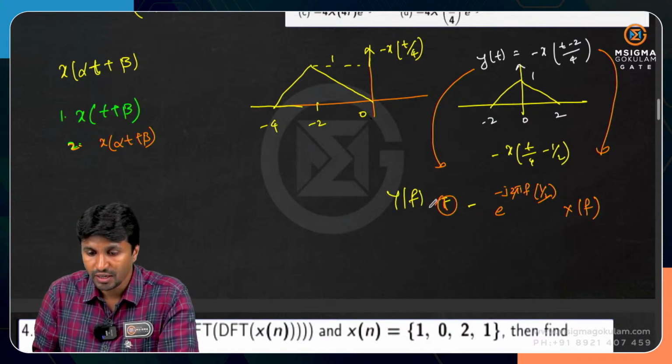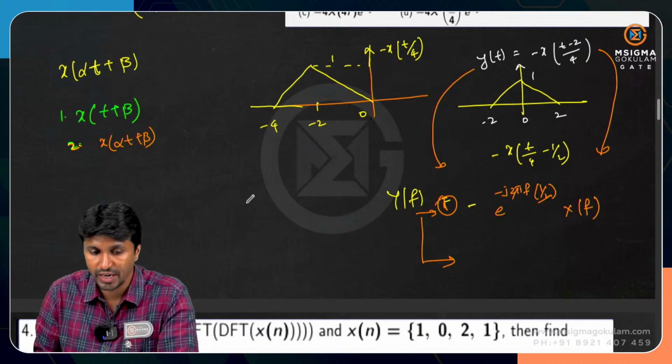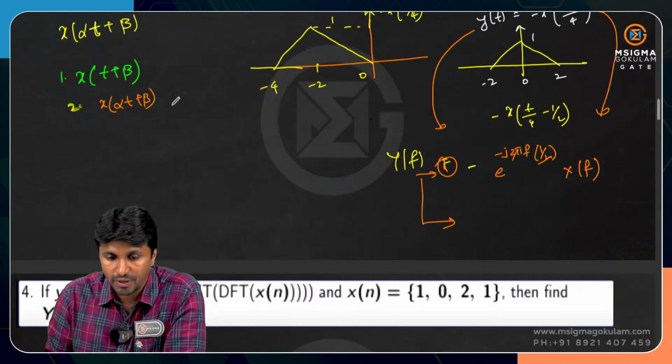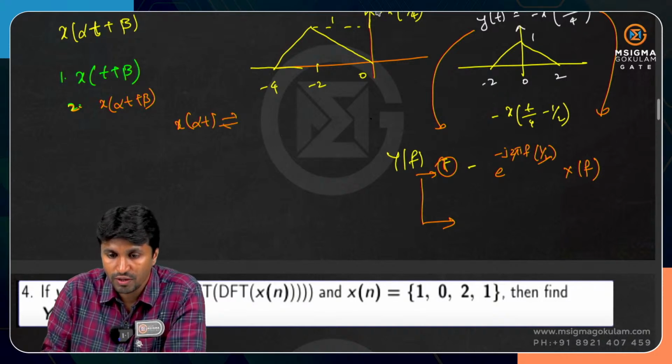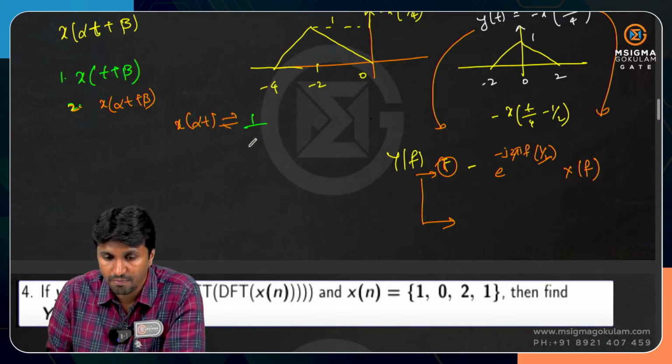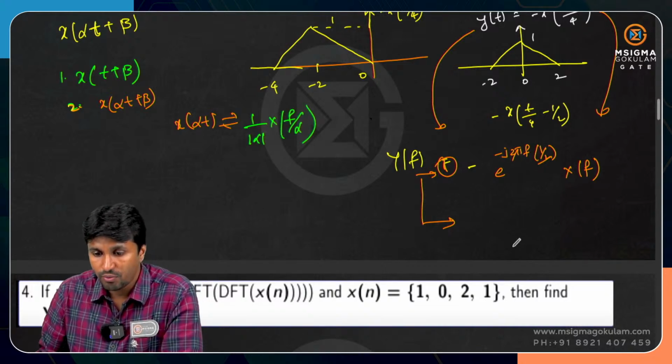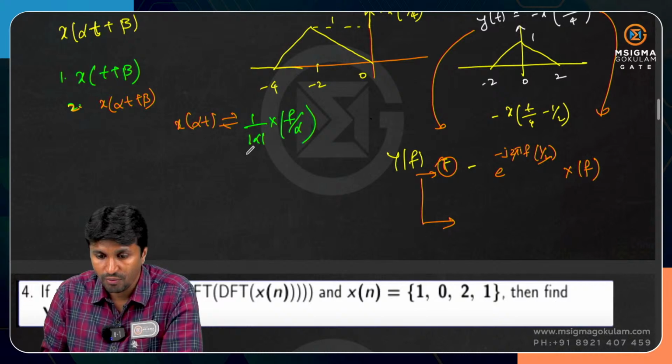In order to get Y of f, first you do this, and then you have to scale it by alpha. So what is the scaling property? What is the Fourier transform of x of alpha t? It is 1 by magnitude of alpha into X of f by alpha. What is the value of alpha? Alpha is 1 by 4, so 1 by alpha is 4.